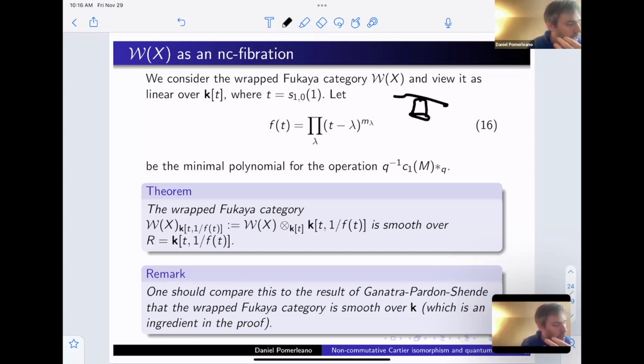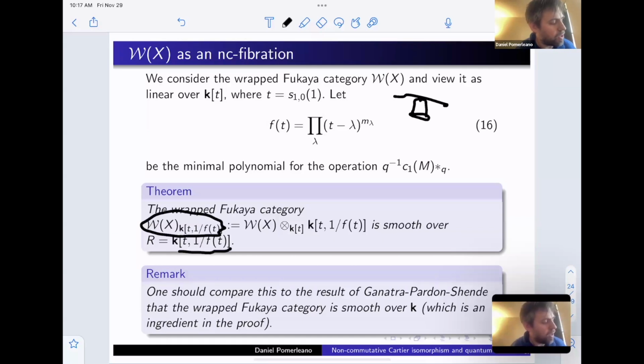So I mean, work of Ganatra, Pardon, and Shende proves that the wrapped category is smooth over whatever your ground ring is. But here we're actually incorporating this additional variable t. So basically what we want to plug into Petrov-Vologodsky's theorem is going to be this category, which is linear over this ring.